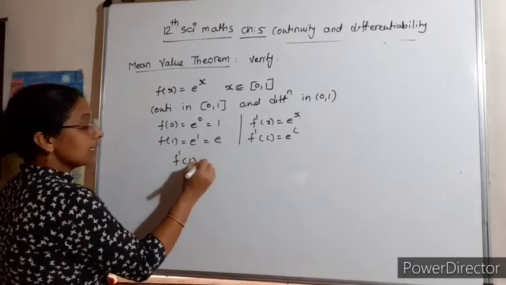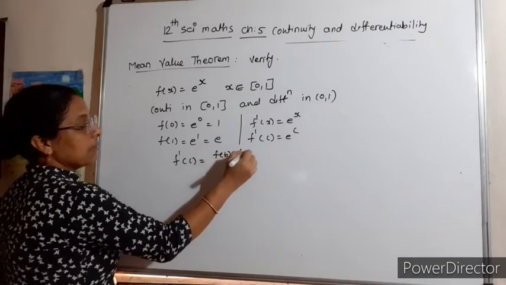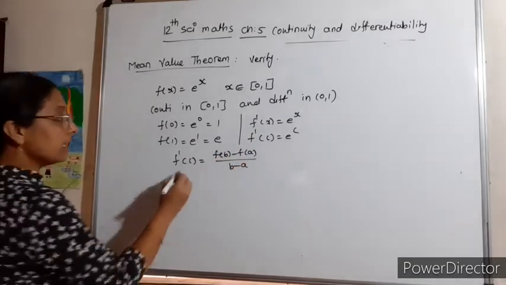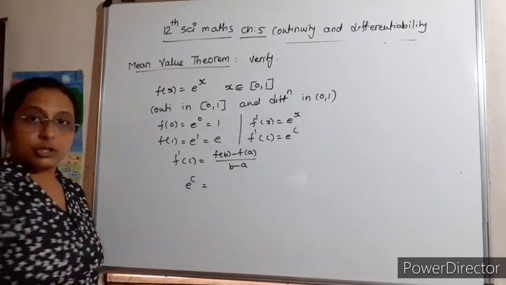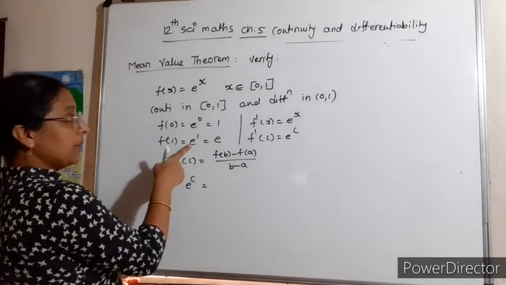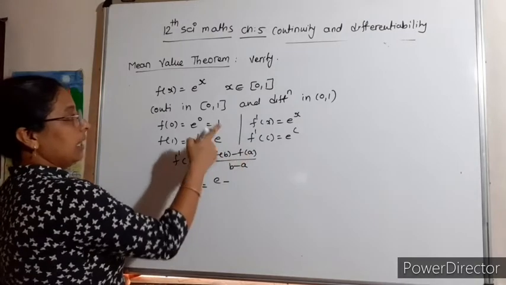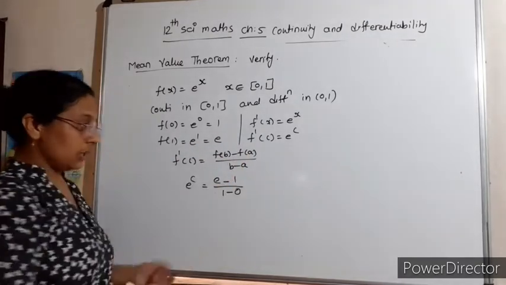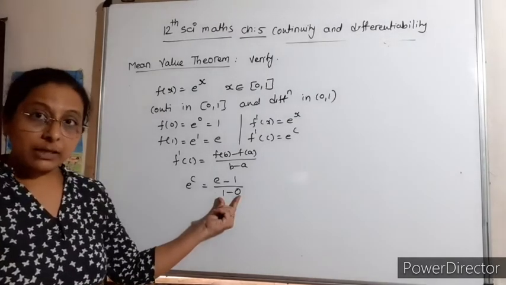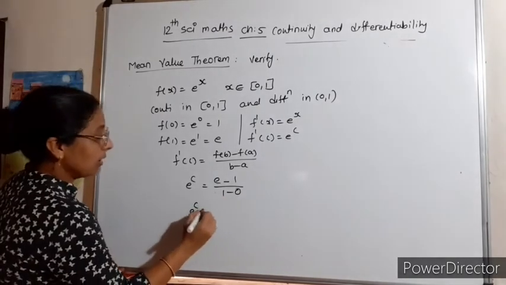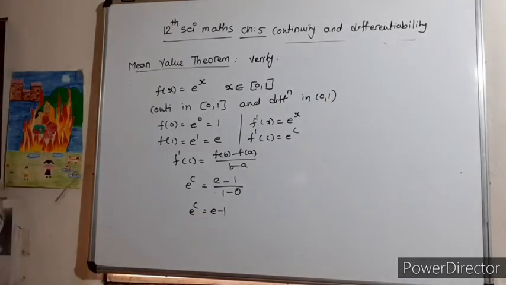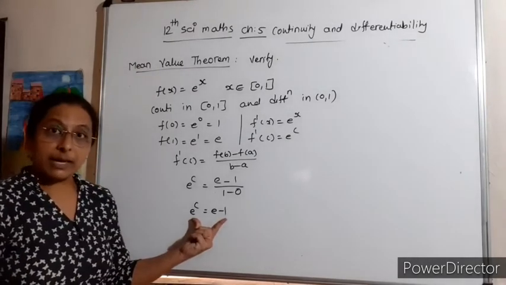Now what is it? If f'(c) is equal to f(b) minus f(a) upon b minus a, then what is it? f'(c) is e raised to c. f(b), e minus 1 upon 1 minus 0. 1 minus 0 becomes 1. So what is it? e raised to c is equal to e minus 1 we get. So here e raised to c is equal to e minus 1.